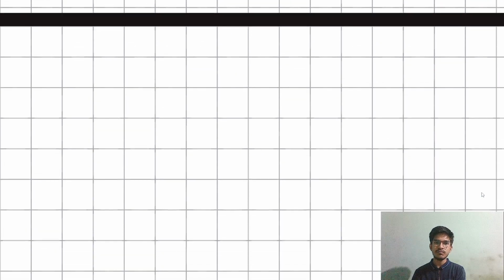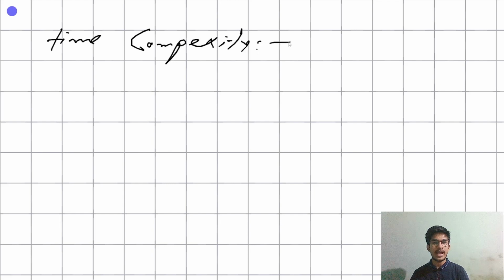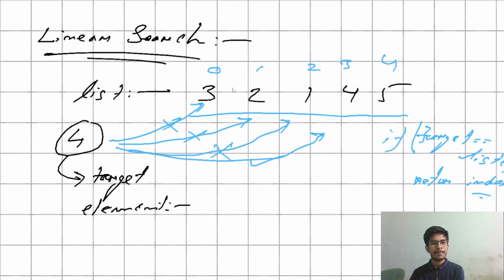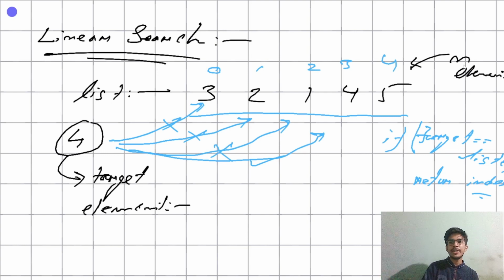So let's get to the time complexity and space complexity of the algorithm. So time complexity. If you look at the time complexity, the linear search searches for each element in the array. Suppose it has n number of elements. Here it is 5, but suppose we have n elements. So the comparison will be n times in the worst case.